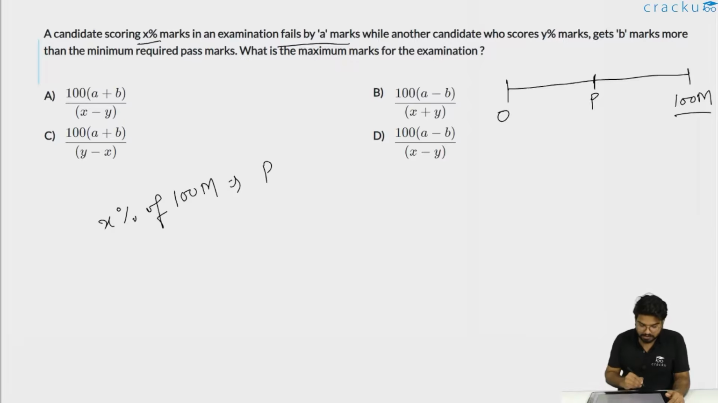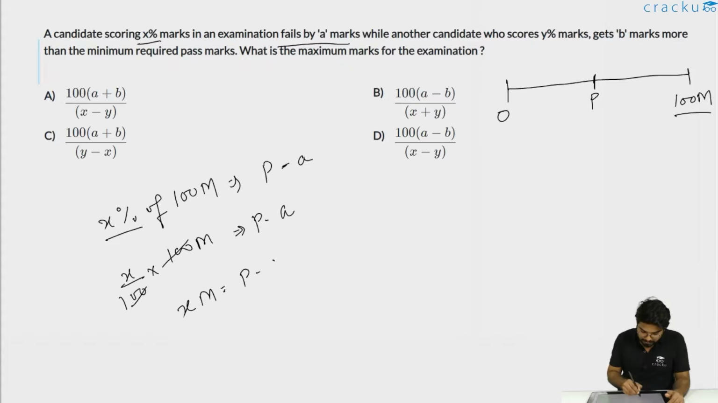Passing marks is P, it means he scored A marks less than the passing marks. That's how he failed by A marks. Or we can say that x divided by 100 into 100m is equal to P minus A. We can cancel this out, this will be xm is equal to P minus A. So this is the first equation we got from the first condition.